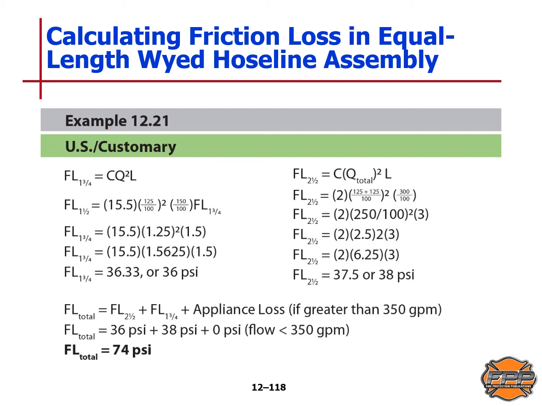Friction loss total equals friction loss at 2 1/2 plus friction loss at 1 3/4 plus appliance loss if greater than 350 gallons per minute. And that comes out to friction loss total of 36 psi plus 38 psi plus 0 psi, since your flow is less than 350 gallons per minute. So your ultimate total friction loss is 74 psi.